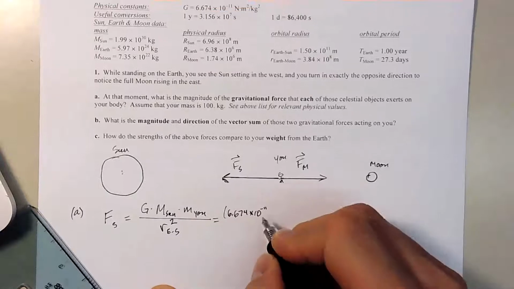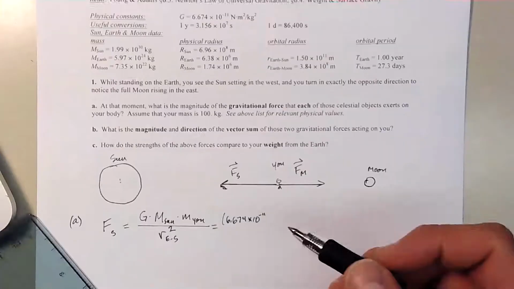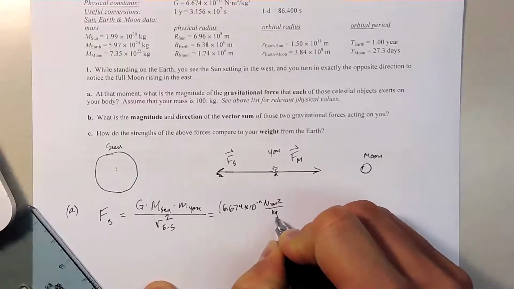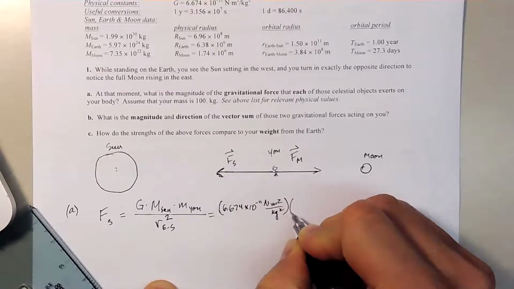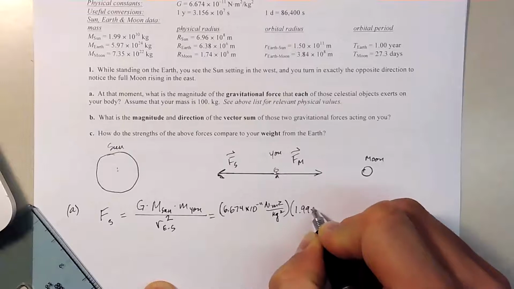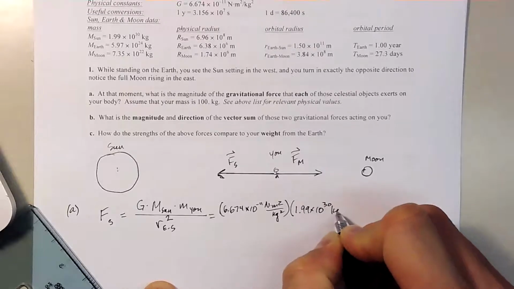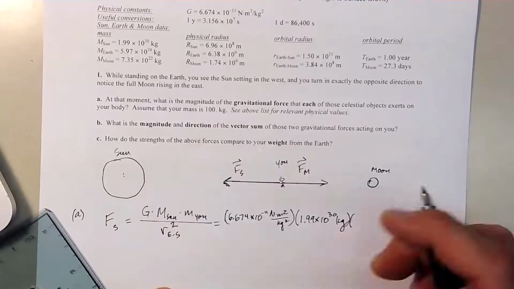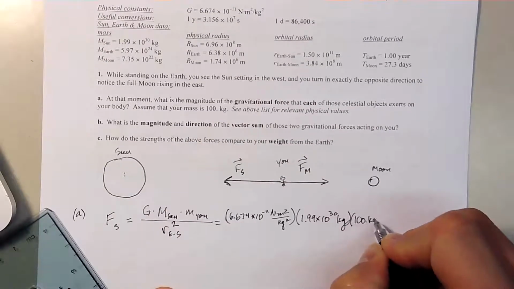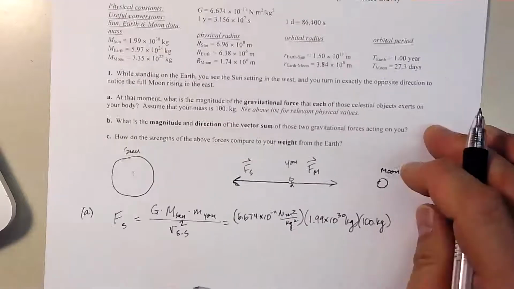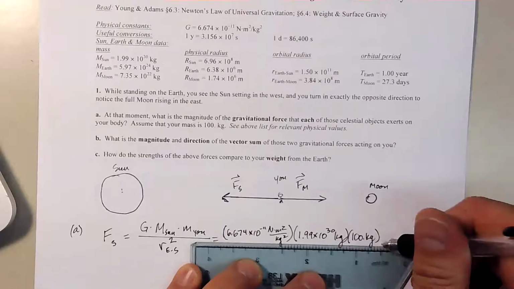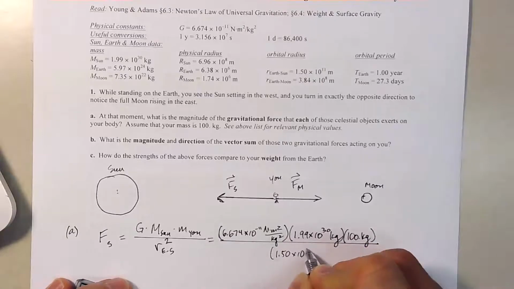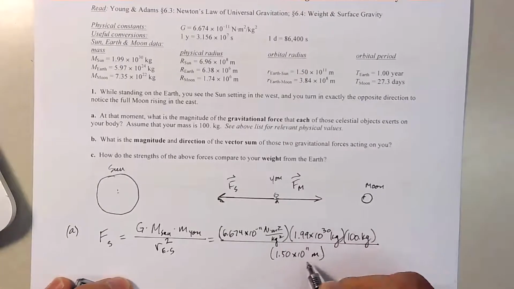So I look up the value of the gravitational constant, but I've also put it there at the start of the tutorial just to save you time. Mass of the sun, and then the mass of you. And I just said, let's set the person's mass to 100 kilograms. And the separation between the Earth and the sun is 1.5 times 10 to the 11th meters.